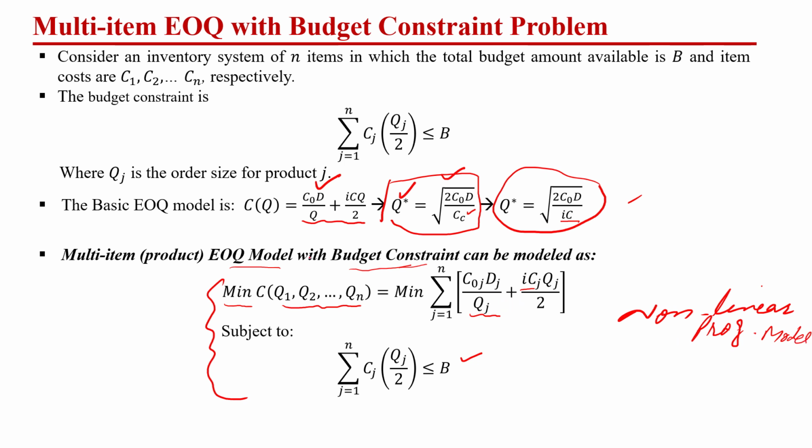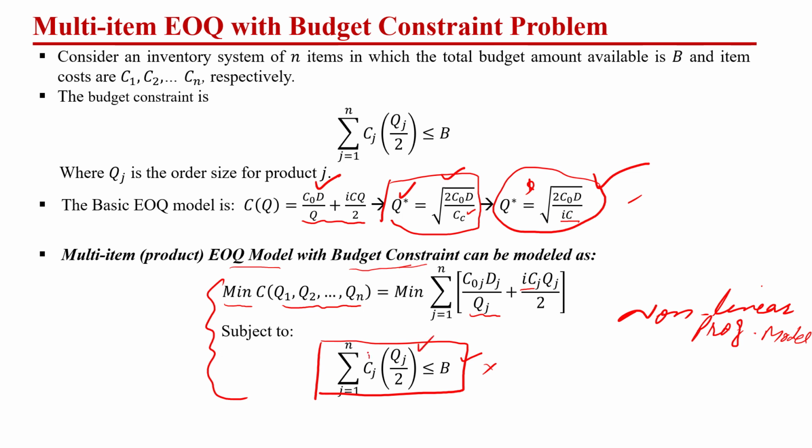So first of all, remember that whenever we are going to solve this multi-item or multi-product economic order quantity model, firstly we will ignore this constraint, and we will solve against every product using this single item economic order quantity model. That means using this particular formula for every particular product, we are going to find out the optimum order quantity.